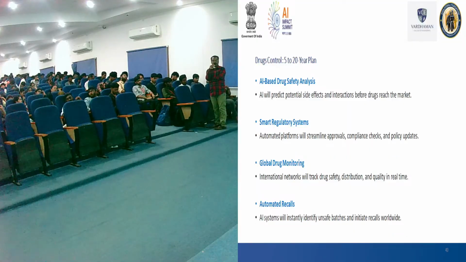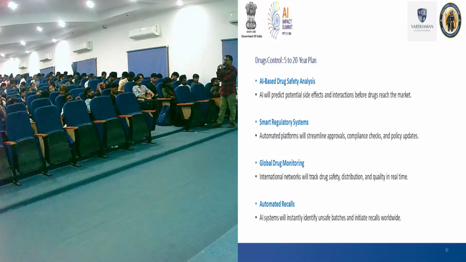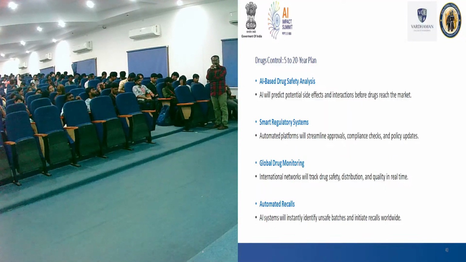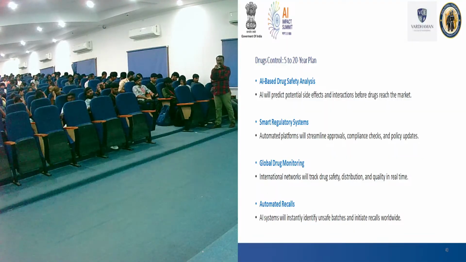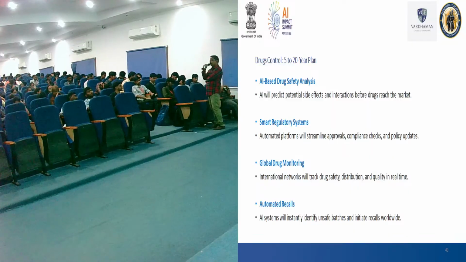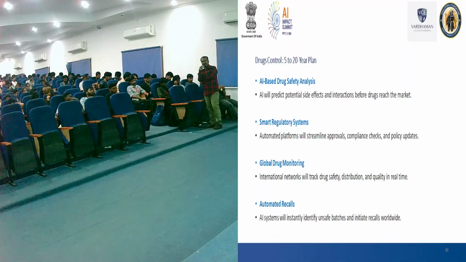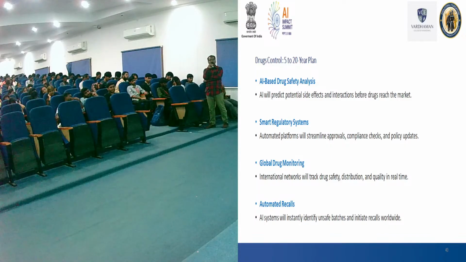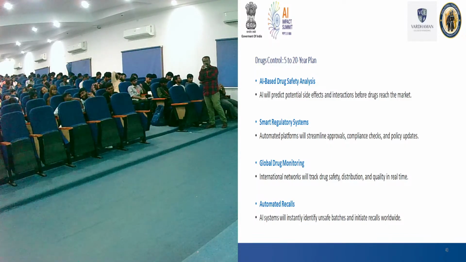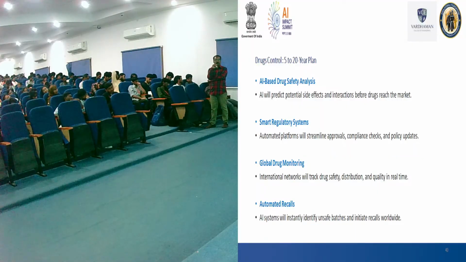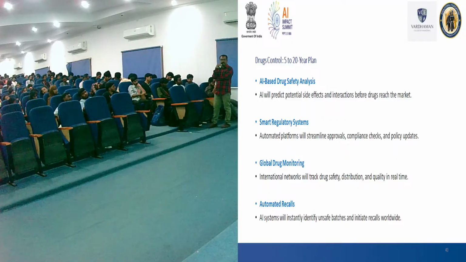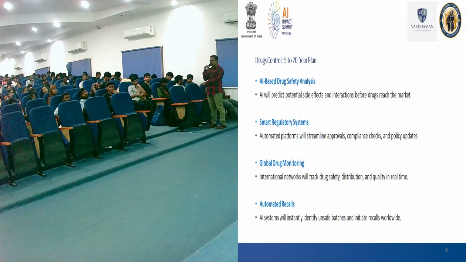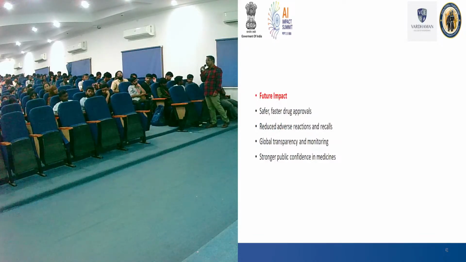Fine. Smart regulatory systems: automated platforms will streamline approvals, compliance checks, and policy data. So the policy will be clear. Policy means the rules and regulations. Global threat monitoring: international networks to track safety, distribution, and quality in real time. Automated recalls: the AI system will instantly identify unsafe batches, so automatically you can identify the unsafe batches and initiate recalls worldwide. What is the future impact? Implementing this, what are the benefit realizations?